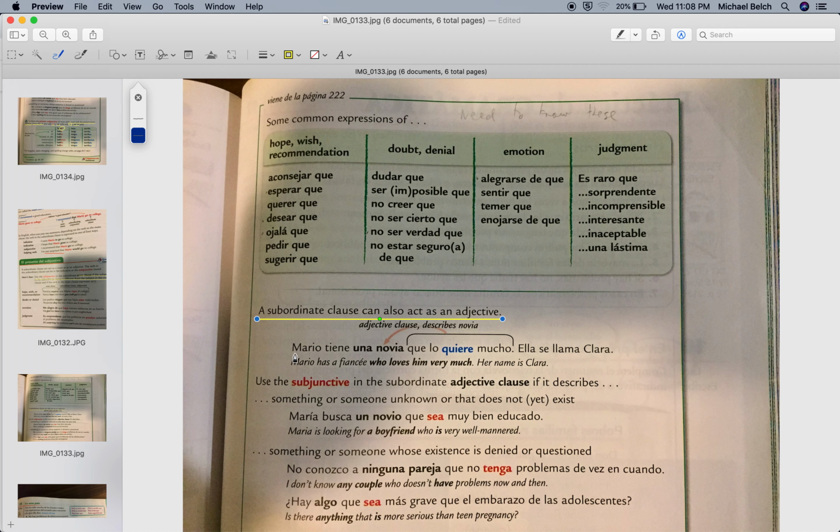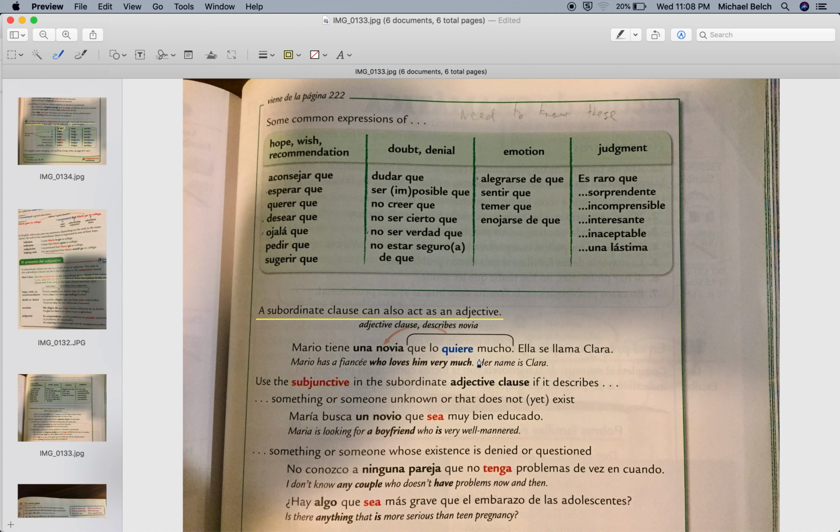So this is saying, on the left side, Mario, here's our subject, tiene una novia. This is a statement of fact, okay? So we're going to use indicative. But here is our secondary or subordinate clause, que lo quiere mucho. Que lo quiere mucho is a description of the kind of fiance or girlfriend that Mario has. What kind of girlfriend is she? She's a girlfriend who loves him very much, okay?